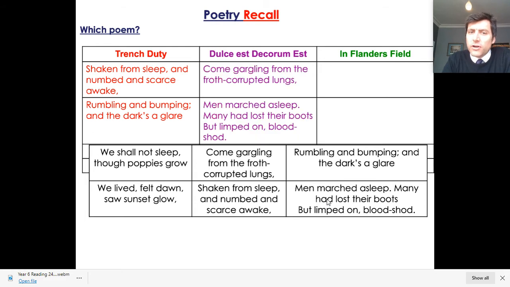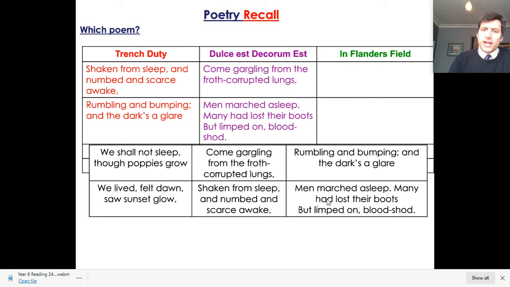Dulce et Decorum Est, then, we've got: Come gargling from the froth-corrupted lungs. Remember that shouty last element of that poem from Wilfred Owen, where he talks about Dulce et Decorum Est, it is honourable to die for your country. I'm basically saying he disagreed with that. The shouting of that from those armchair patriots was what he was criticising there. So people at home shouting, it's noble to die for your country. He didn't agree with that at all.